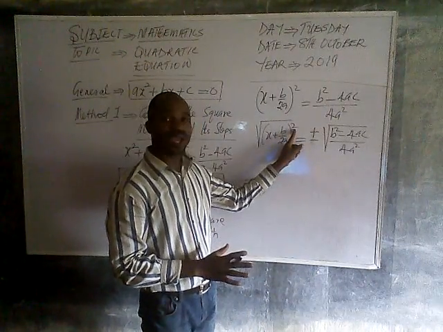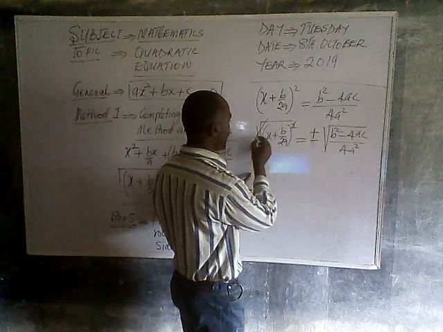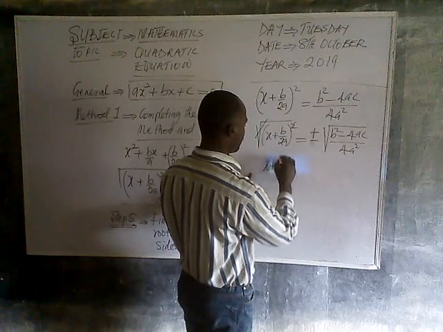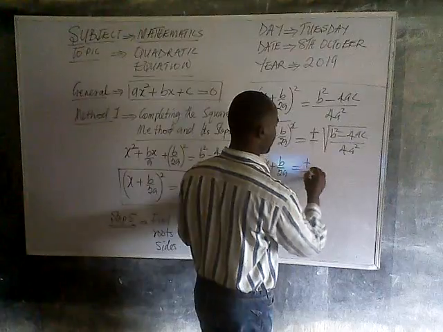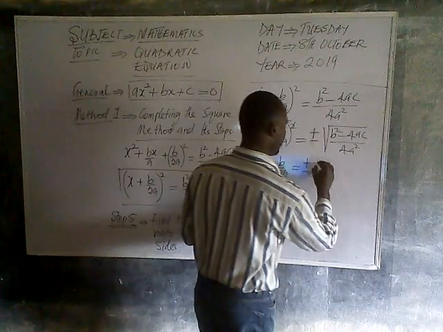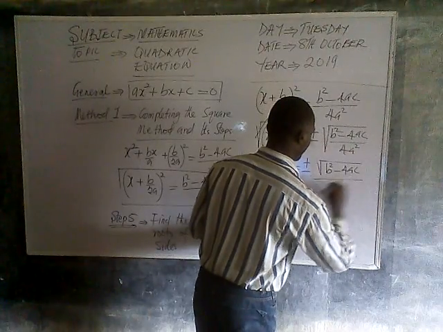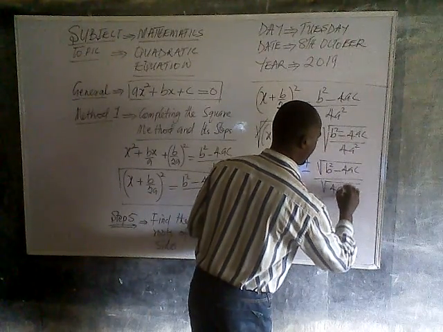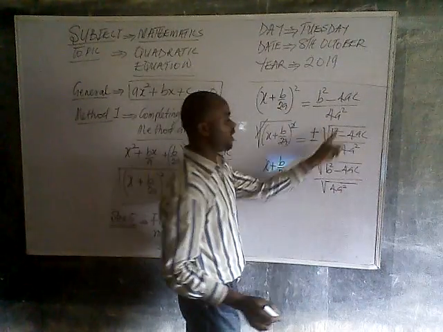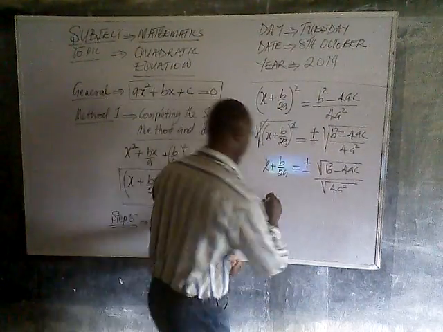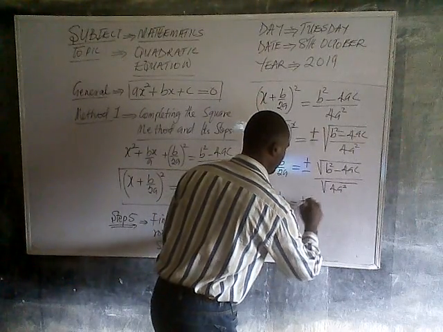This square here will take care of the square root, and we are left with x plus b over 2a all equal to plus or minus. Look at this. If we split this, we have b squared minus 4ac over root 4a squared. Yes, this is what we are going to have. If this term is split, we have this. And finally, we have x plus b over 2a is equal to plus or minus.